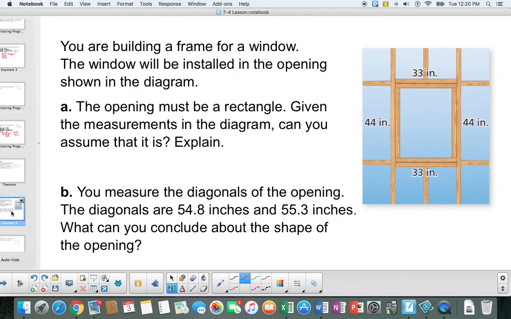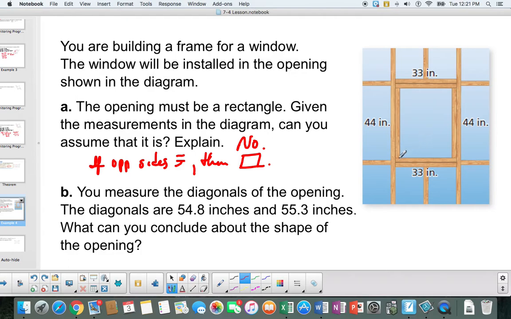All right, let's see if we can use this in this situation. We're building a frame for a window, and the opening must be a rectangle. So they measure it, and they find that these are the measurements. Can we assume that it is a rectangle? And the answer is no. The best we can say is if opposite sides are congruent, then it's a parallelogram. The best we can say is that it's a parallelogram.